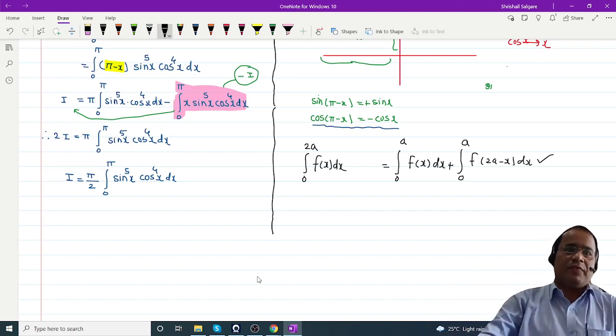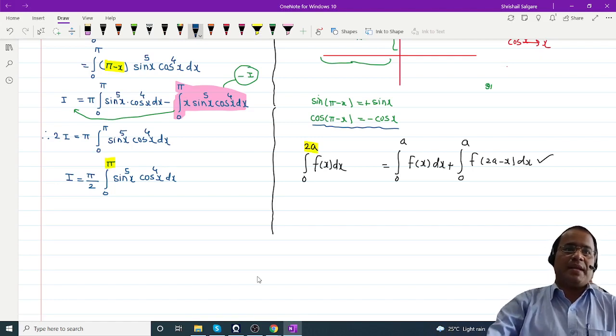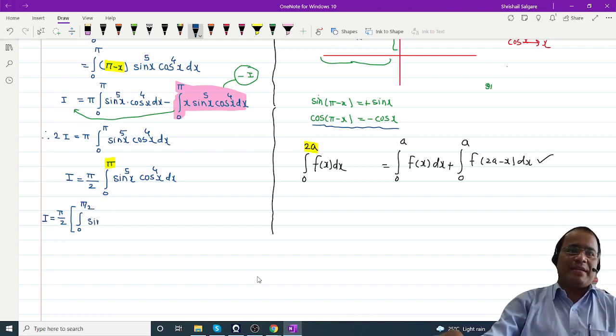So first I will apply that property. In our case, the value of 2a is pi. Suppose you are applying that property, I will write the left side a little bit. This I is equal to pi by 2 into bracket. Now first, directly you have to write limit 0 to a, which means you have to make it half, 0 to pi by 2, and that integrand remains the same. Sine x raised to 5 into cos x raised to 4 dx.